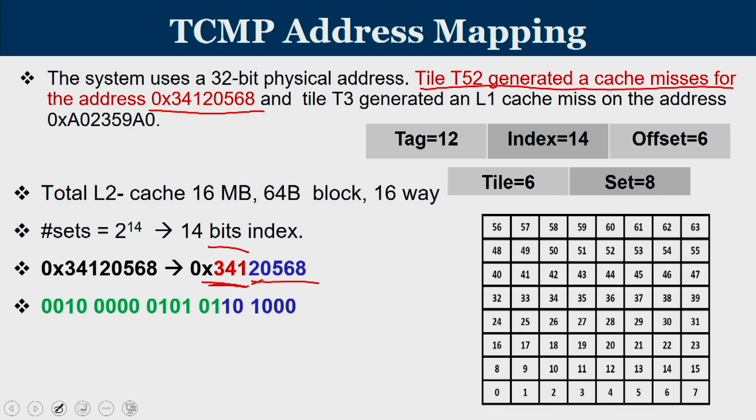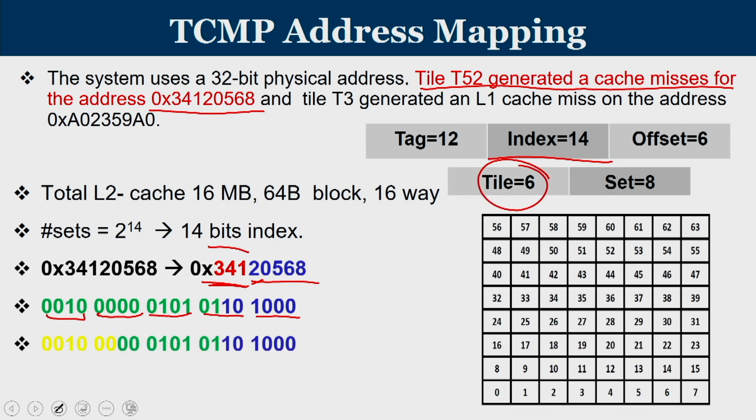So, hexadecimal 2, 0010, this is 0, this is 5, this is 6, and this is 8. The green portion indicates a set number. Now, in the set index number, take the first 6 bits. So, the first 6 bits are 001000, and this is the set number within that tile.